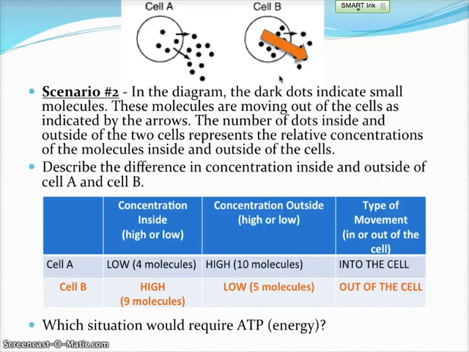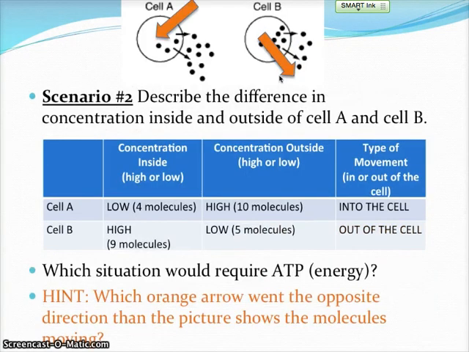Next question says, which situation would require ATP or energy? And the hint here is, which orange arrow went the opposite direction than the picture shows in the black. So if we look, here our orange arrow is going in, but the black arrow is going out. In cell B, they're both going out. So cell A is the one that requires energy. In order to push those molecules out, it requires extra energy because they ordinarily want to move inward.